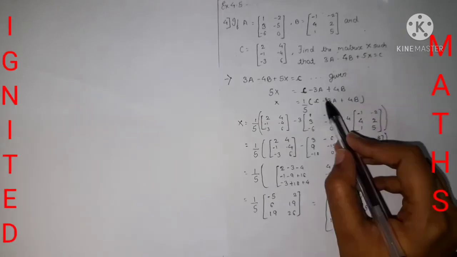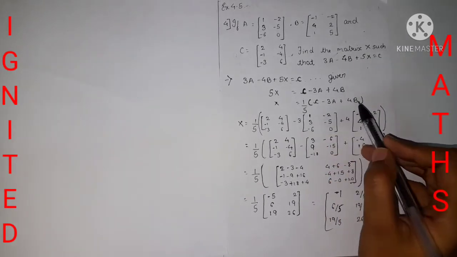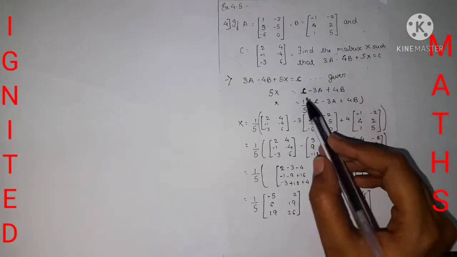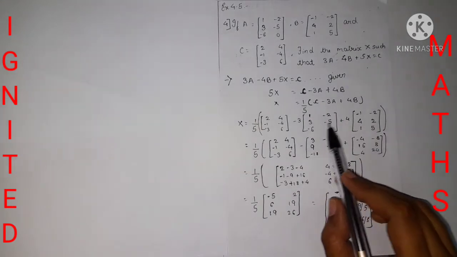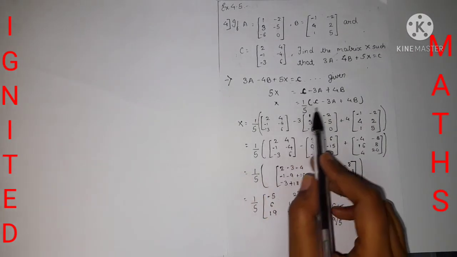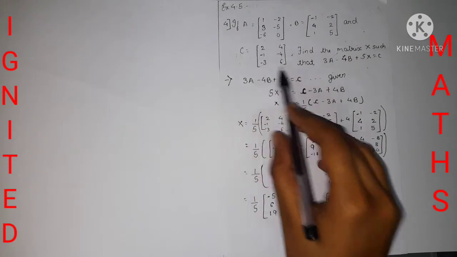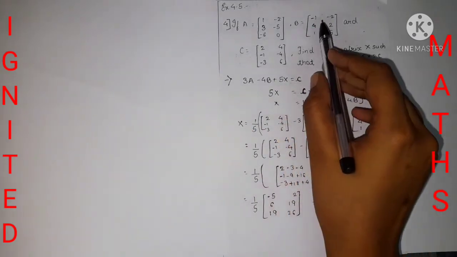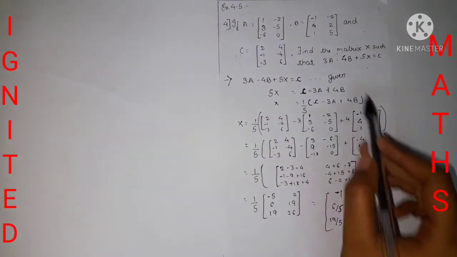Now all these values are known because they are already given in the question. So let's start: 1 by 5 times, the matrix C is given, minus 3A and plus 4B over here.